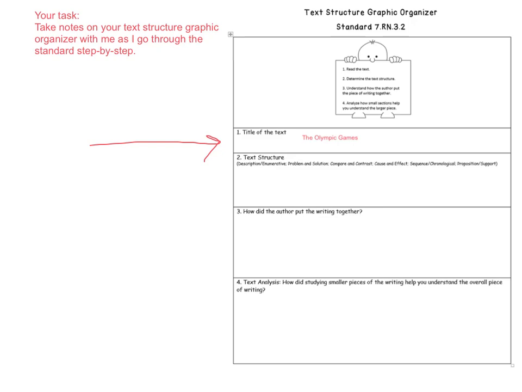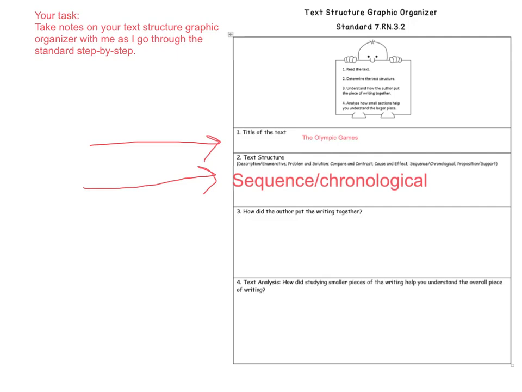The next thing I'm looking at is the text structure. You can see right here that I've listed the different types of text structures that we're going to be studying. So the way that this article was organized, we know that it was one particular text structure. It was the sequence chronological. So let's go ahead and write that in the box.